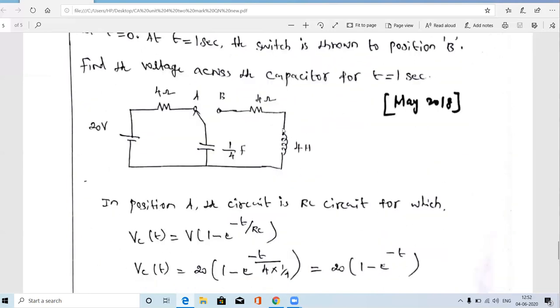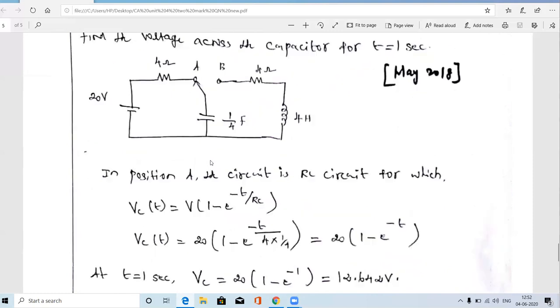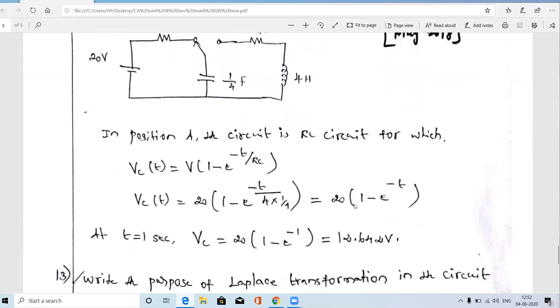First, when the switch is connected in position A, what is the circuit formed? The circuit formed is a series RC circuit. For the series RC circuit, the voltage across the capacitor formula is Vc(t) equal to V into 1 minus e power minus t divided by RC. Over here, what is the applied voltage? The applied voltage is 20 volts. So 20 into 1 minus e power minus t divided by RC. What is the R value? 4. What is the C value? 1 by 4. If you substitute, we will get 20 into 1 minus e power minus t. So this is the voltage across the capacitor at position A.